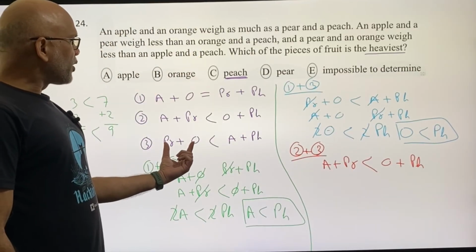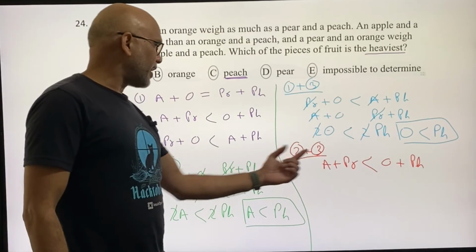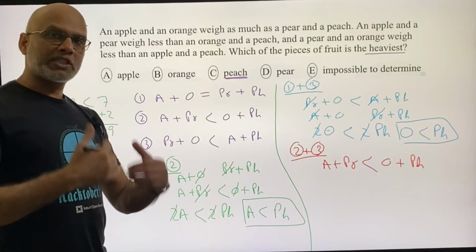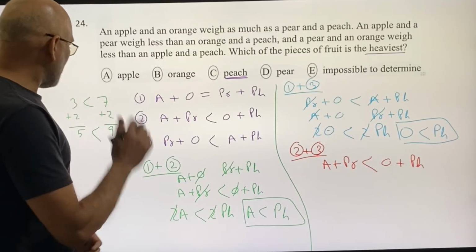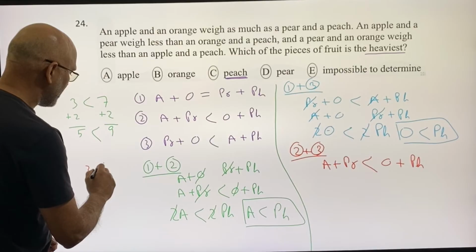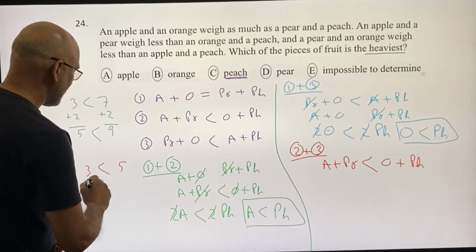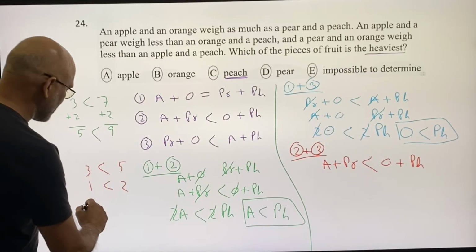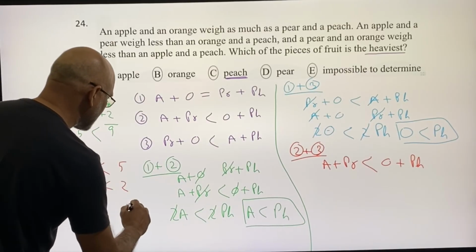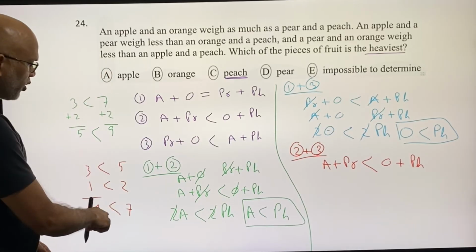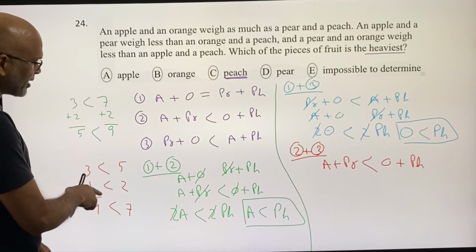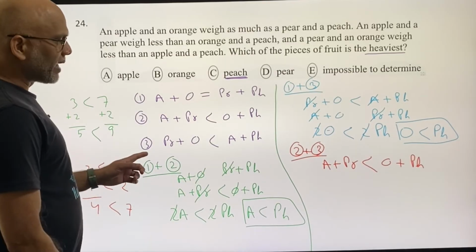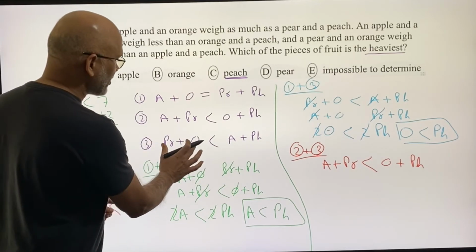Now, if I'm going to add the lesser side to the lesser side and heavier side to the heavier side, then the inequality is going to still maintain, right? For example, say 3 is less than 5, and then 1 is less than 2. If I add these two together, this is going to be 4, this is going to be 7, the inequality is still going to hold, right? If I'm adding the lesser side to the lesser side, heavier side to the heavier side, the inequality is going to maintain.